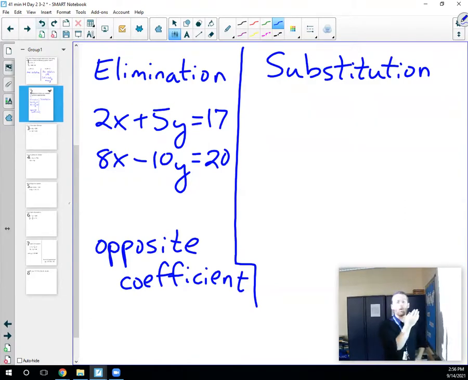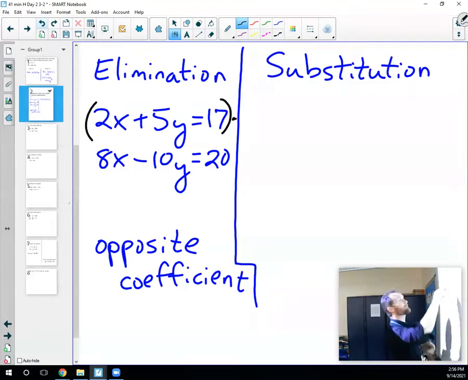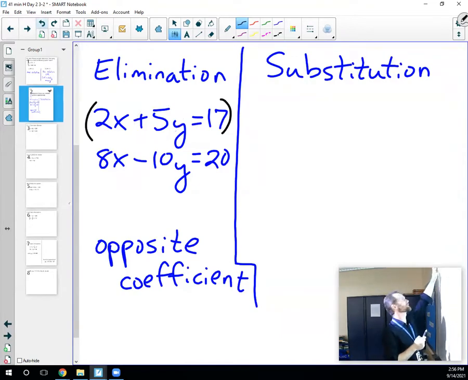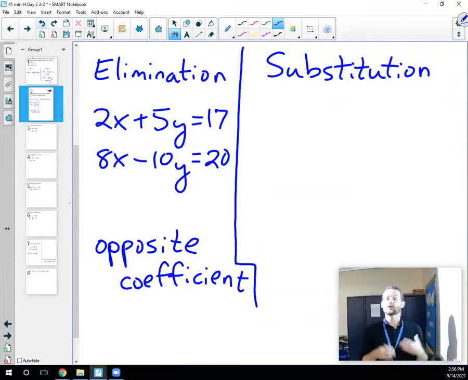I would probably match up the y's here. So we've got a positive 5 and a negative 10. To match them up, all we would have to do is multiply here by a positive 2. That would turn this positive 5 into a positive 10, and then we're ready to eliminate. Hopefully this sounds familiar from Algebra 1. So that's elimination.